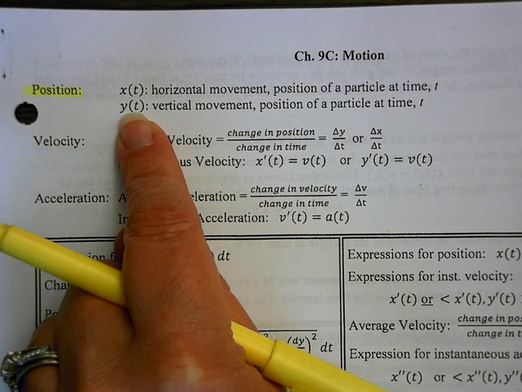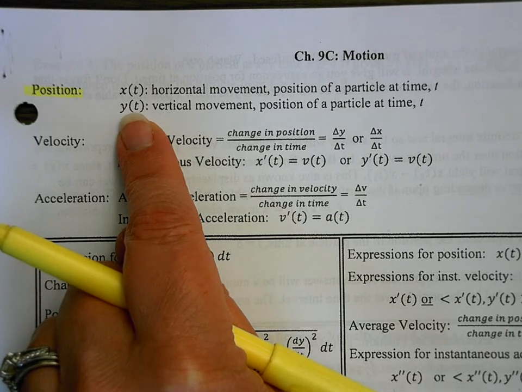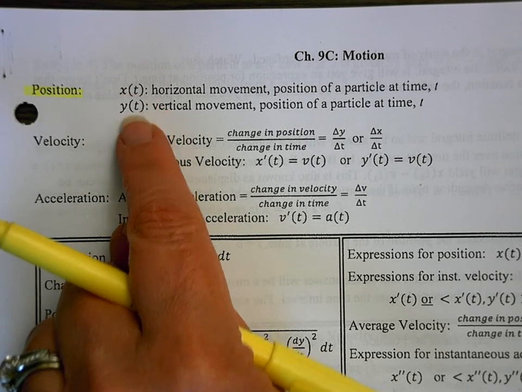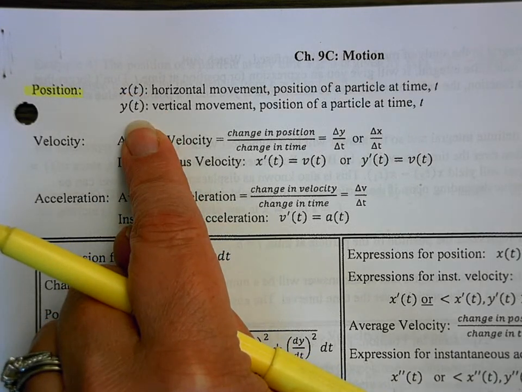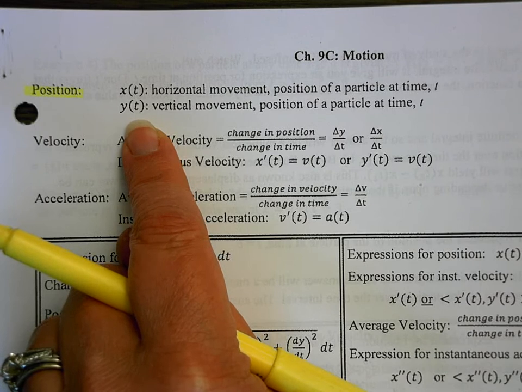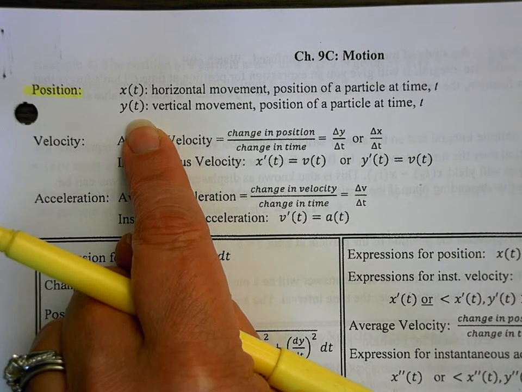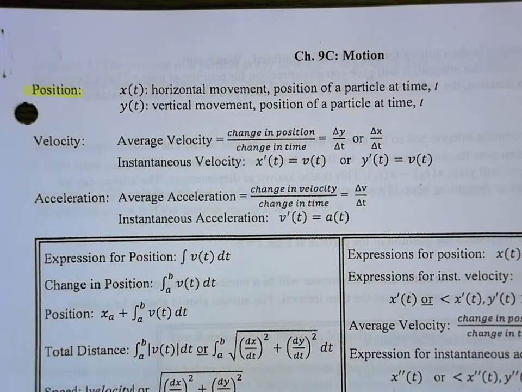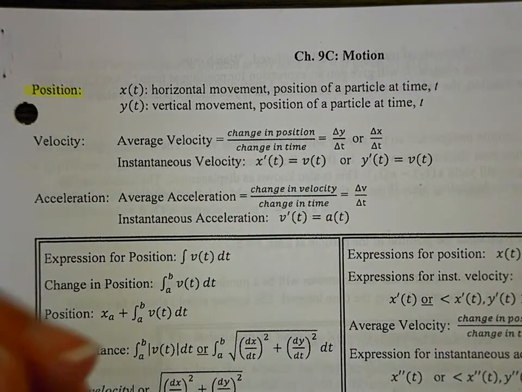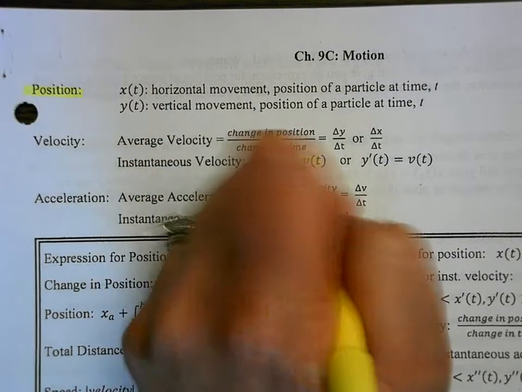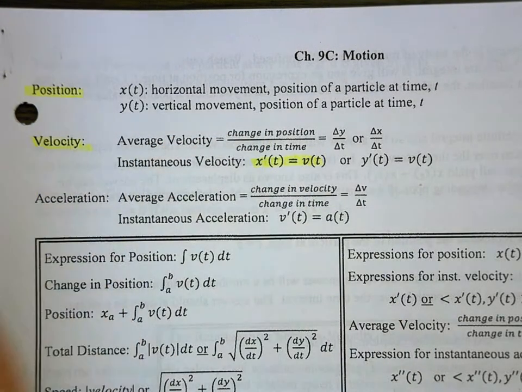Because it is a Calc BC topic, we'll also be working with parametric. And if we have parametric, then we will have both a horizontal and a vertical movement. So we would be given two equations, a pair of equations, parametric, and that would be for position. And then if we take the derivative of position, so x prime of t, that would give us our velocity.